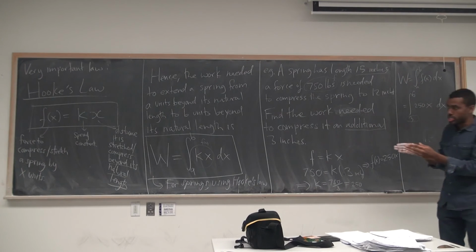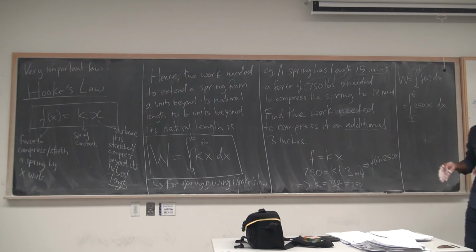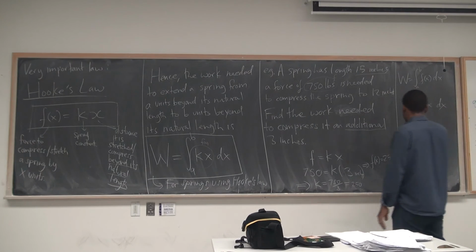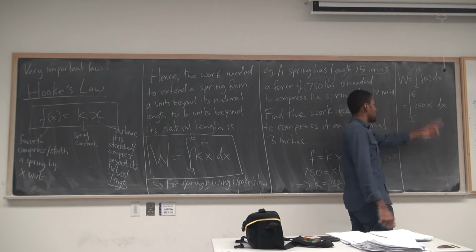X is measuring the distance beyond the natural length. So you're always thinking of the difference between the natural length and the current position. That's what you're looking at. That's where you're basing it from. So then integrate that. What do you get?